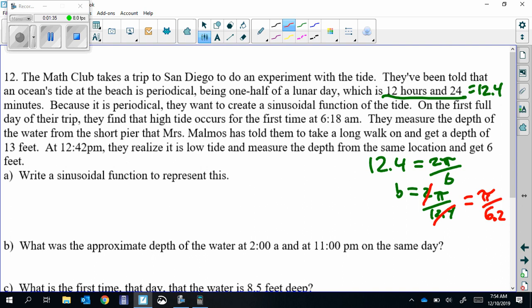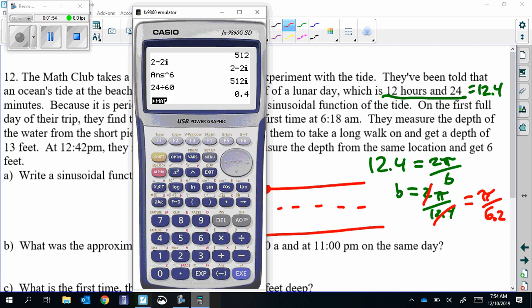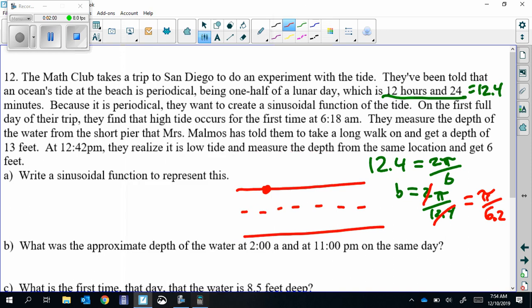So, first full day of our trip, we found that high tide occurs for the first time at 6:18. So we've got high tide, we've got low tide, and then we've got the midline, the average. High tide happens at 6:18. Again, we want 18 minutes as a decimal, so 18 over 60 is 0.3. So 6.3 is when high tide happens.